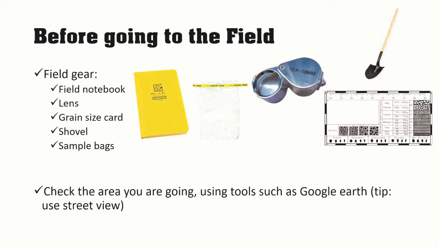Then also, before you go, you want to check various things like exactly where you're going to go. You can use Google Earth for this. And if you use the street view, even on the beaches, the Google folks have driven and taken views of what the beach is like. And you might want to check the weather, the waves, and what the tides are for that day, and then you're set to go.